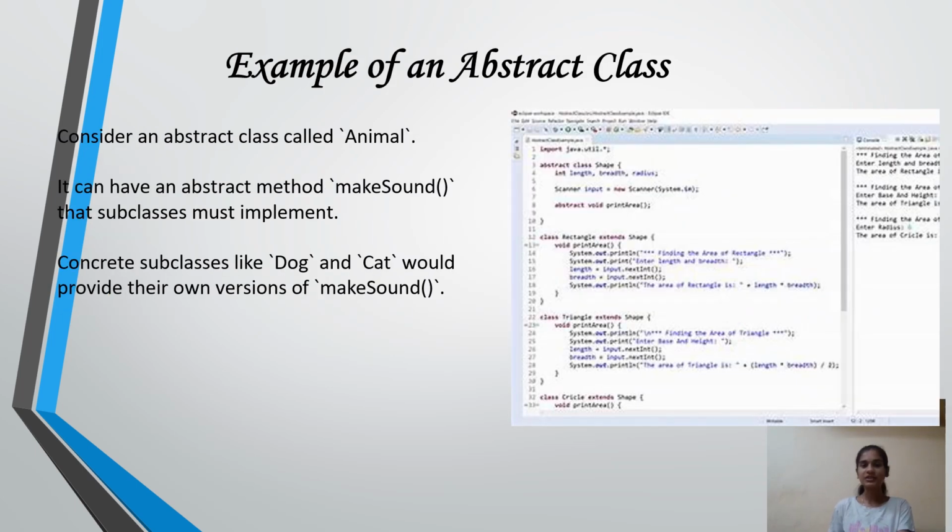An example of an abstract class: consider an abstract class called Animal. It can have an abstract method like makeSound that subclasses must implement. Concrete subclasses like Dog and Cat could provide their own version of makeSound.